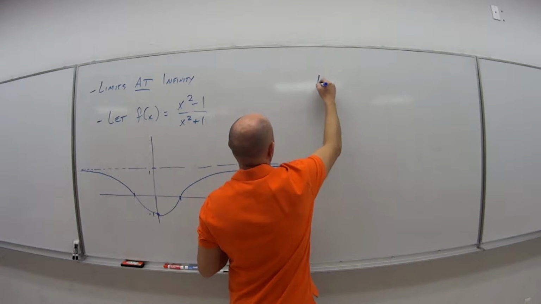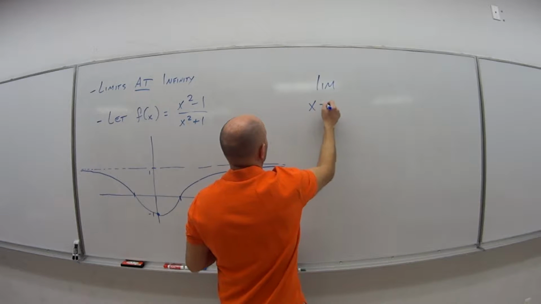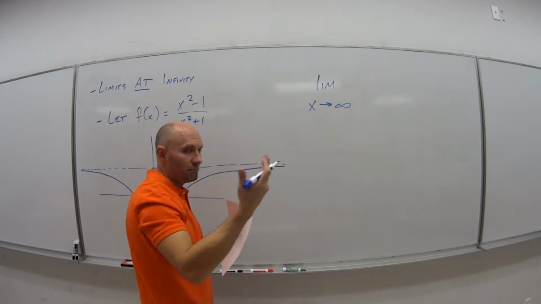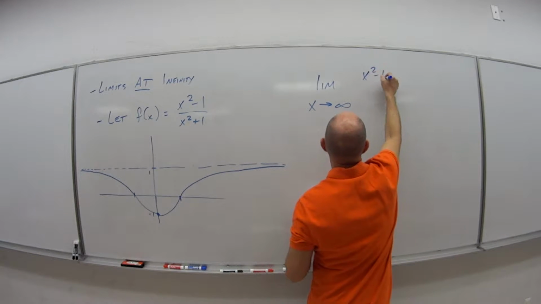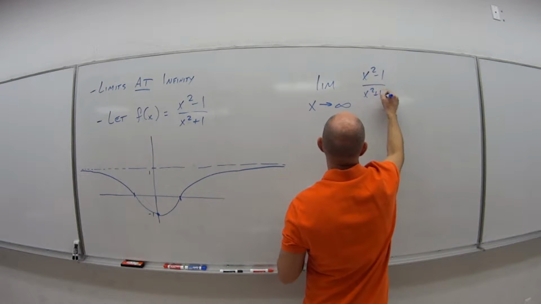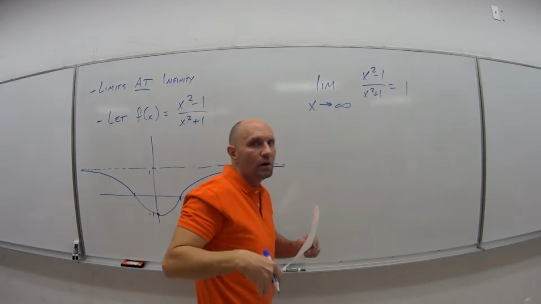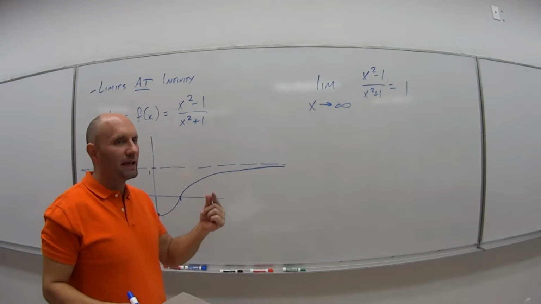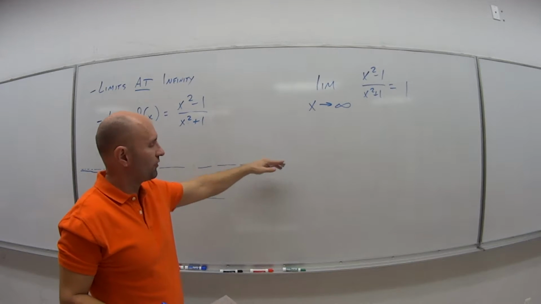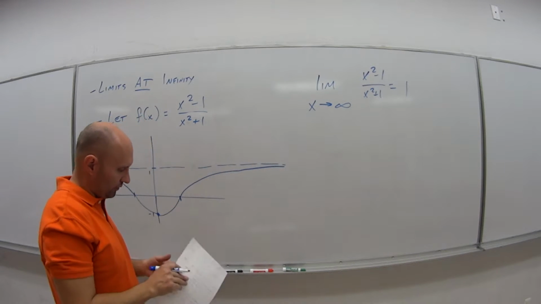So we would write this as the limit as x approaches infinity, positive infinity in this case, of the function x squared minus 1 over x squared plus 1 is equal to 1. So as x gets close to infinity, we get closer and closer to some number, in this case, positive 1.